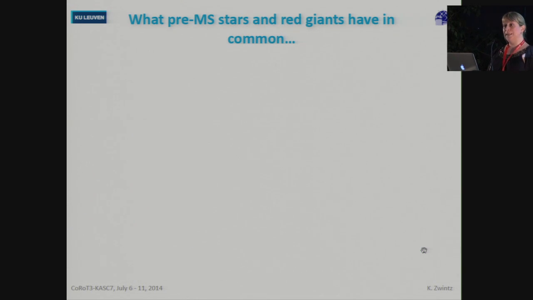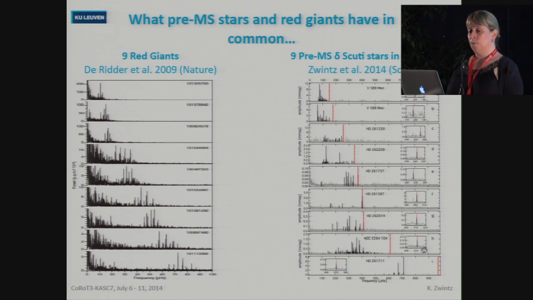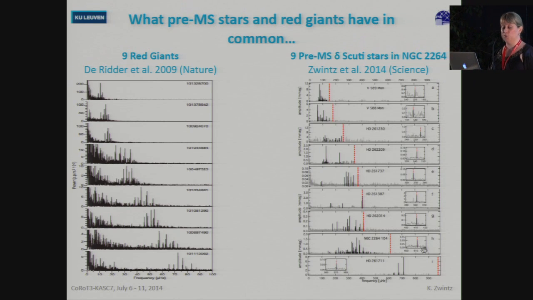So I promised you at the beginning, I'd tell you what pre-main sequence stars and red giants have in common. Maybe you remember the paper by Joris De Ridder in 2009, 5 years ago in Nature, a stack of 9 amplitude spectra where you could see how the power shifted with evolution. And here, coincidentally, it's again 9 pre-main sequence delta Scuti stars where you can do the same thing. So there is something in parallel here. The other thing that they have in common is they started with MOST and CoRoT data.